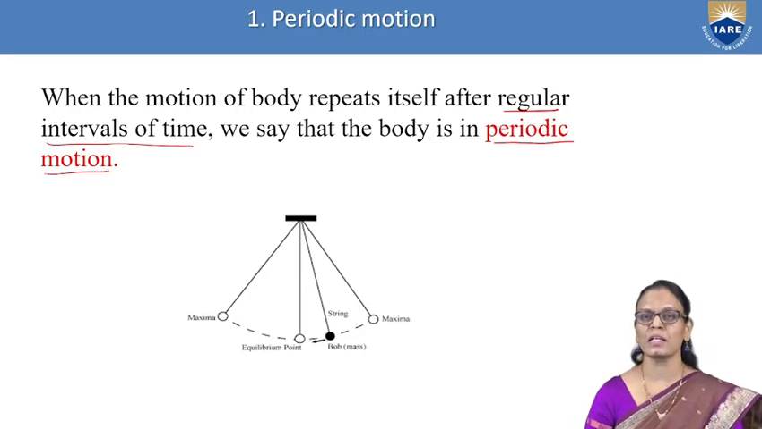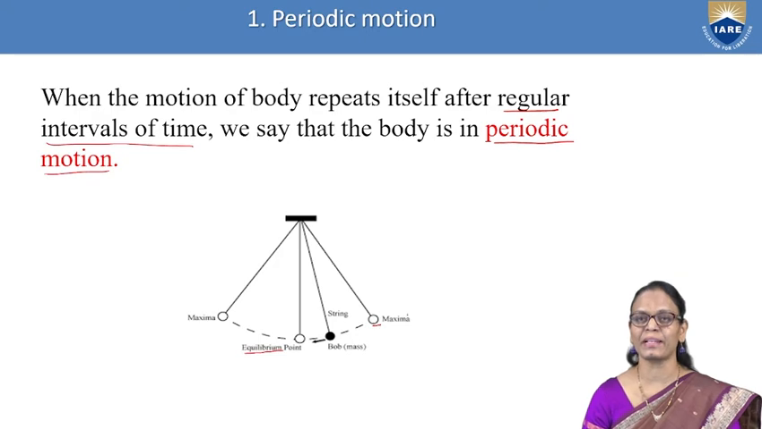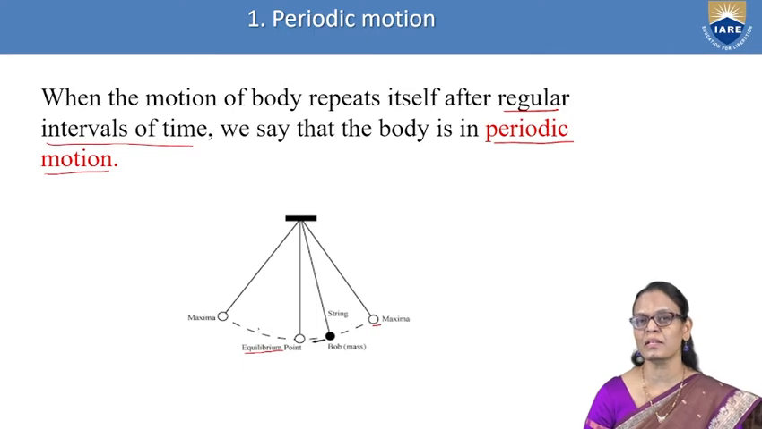Now if you see a simple pendulum, this is the equilibrium position. When you take it to one extreme and leave it, the pendulum keeps oscillating like this about the equilibrium position, and the motion is periodic, meaning it repeats itself in regular intervals of time. Then you say it is periodic motion.